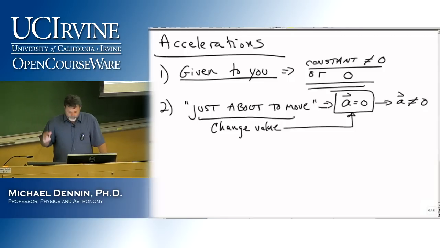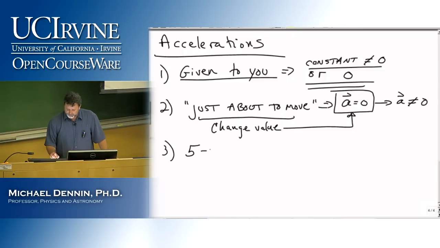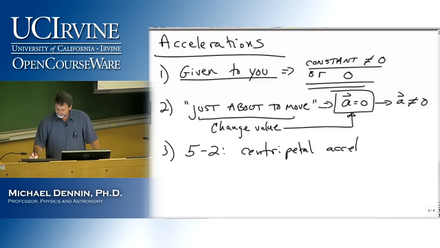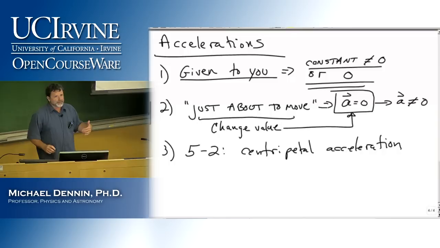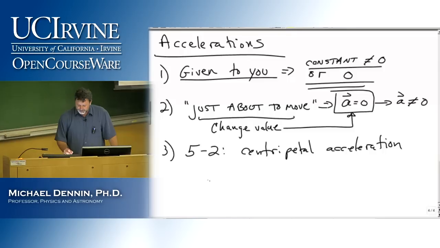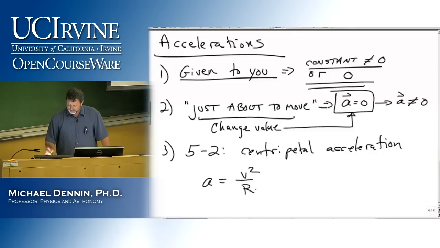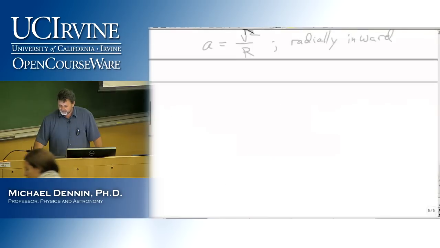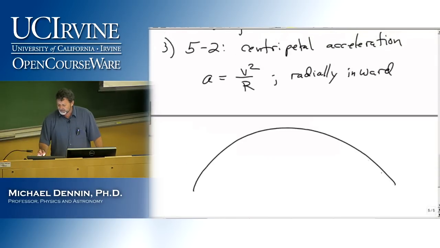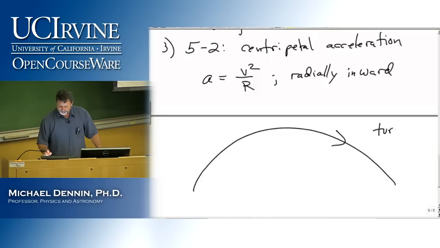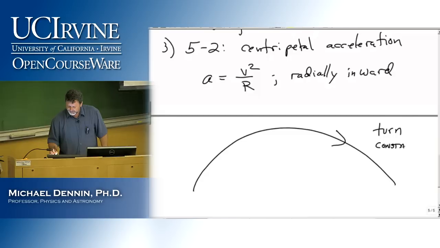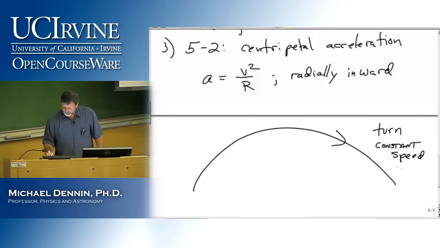And then the final one is section 5.2 of the book, centripetal acceleration. Two ways to approach this. One, you can memorize the formula and not think about it too much. But it's very helpful to have a picture of what's going on with centripetal acceleration. Centripetal acceleration occurs anytime you turn. It's particularly useful for constant speed in a circle.